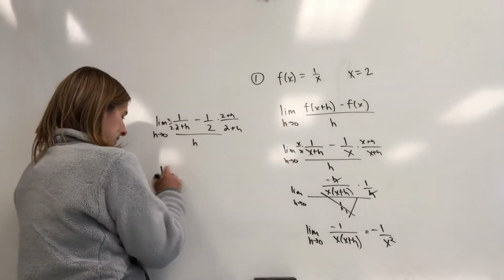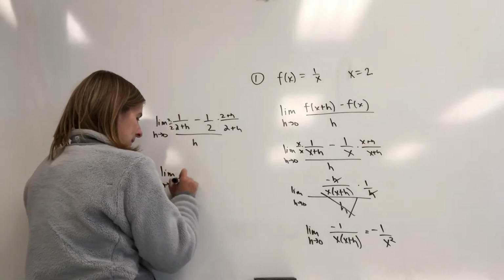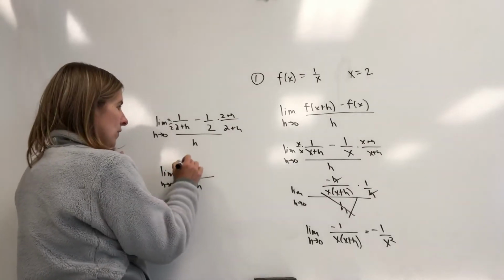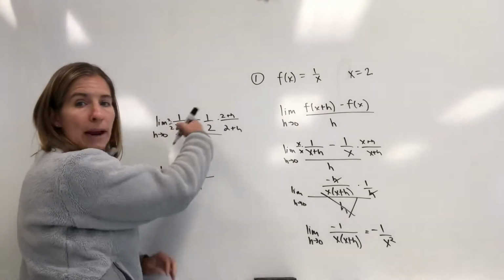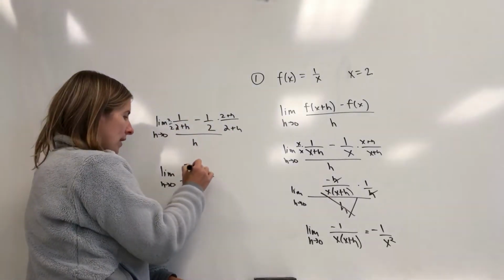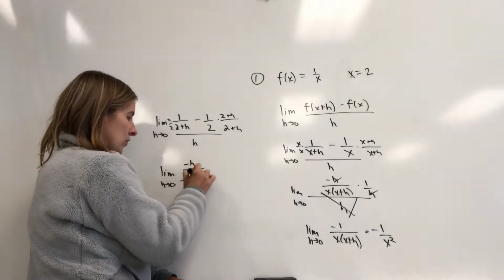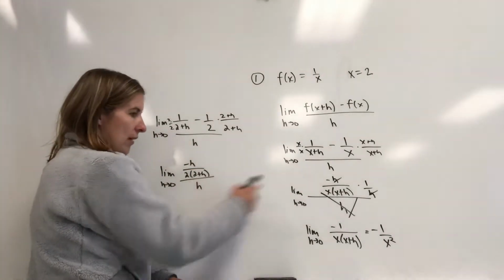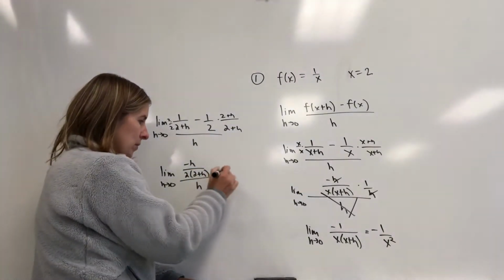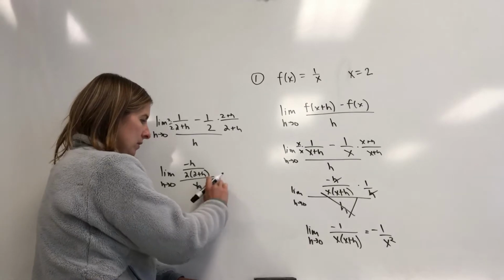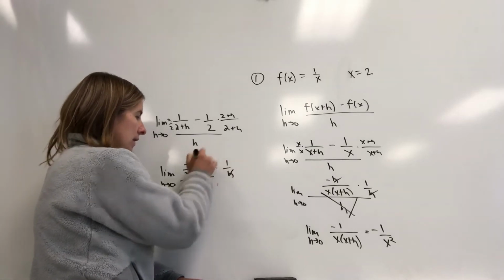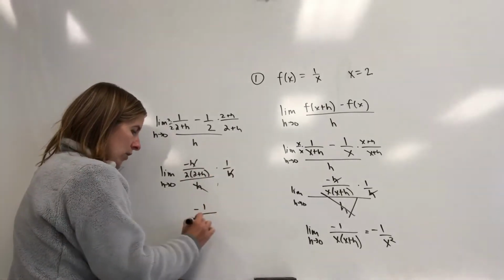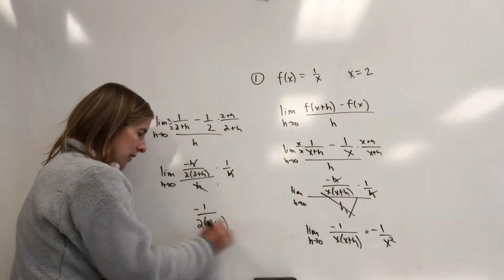And then it's all over h. And I still would have gotten 2 minus h. So you still would have gotten negative h over 2 times 2 plus h. And then just like we did the other one, let's flip and multiply. The h's cancel and you're left with -1 over 2 times 2 plus h.